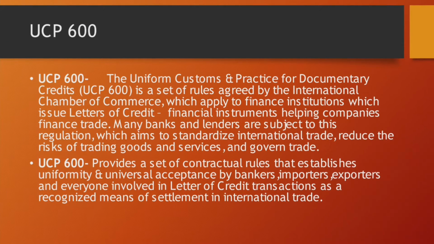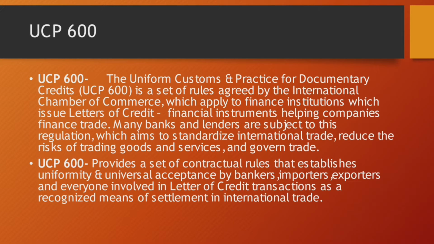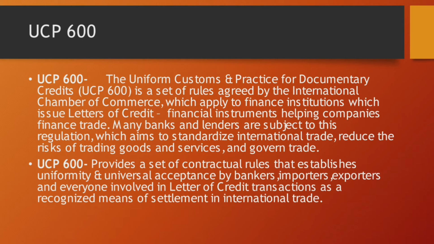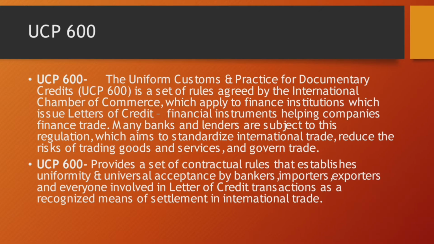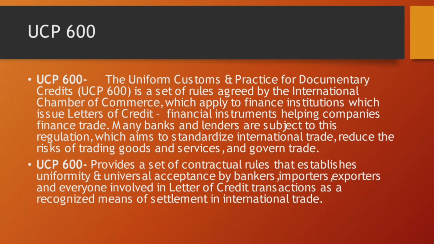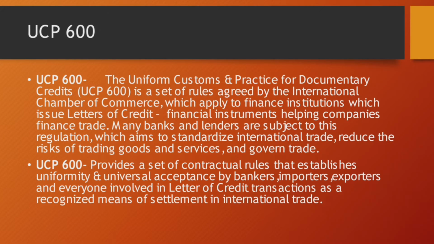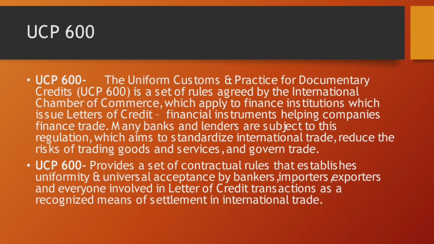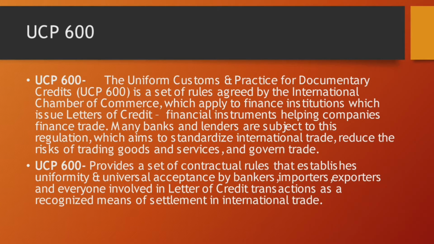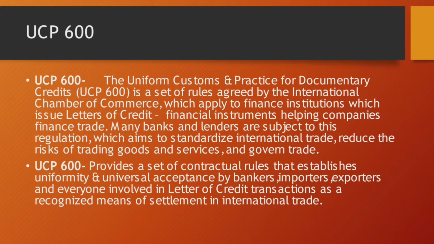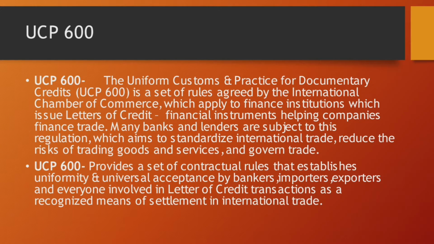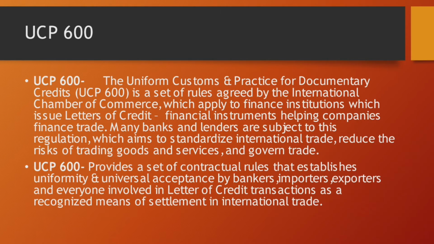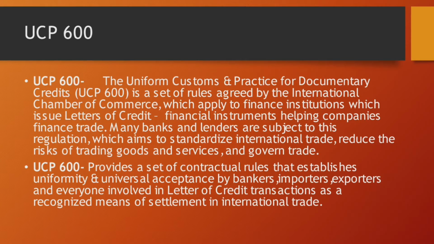What is the UCP 600? The Uniform Customs and Practice for Documentary Credits is a set of rules agreed by the International Chamber of Commerce which apply to finance institutions which issue letters of credit, financial instruments helping companies finance trade. Many banks and lenders are subject to this regulation, which aims to standardize international trade, reduce the risk of trading goods and services, and govern trade. UCP 600 also provides a set of contractual rules that establishes uniformity and universal acceptance by bankers, importers, exporters, and everyone involved in letter of credit transactions as a recognized means of settlement in international trade.